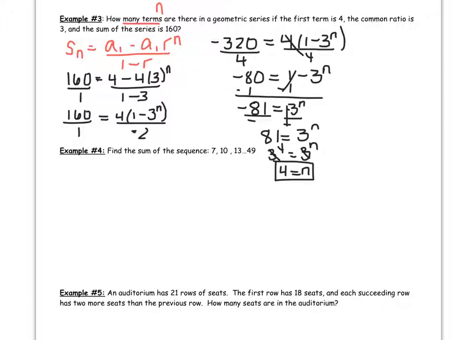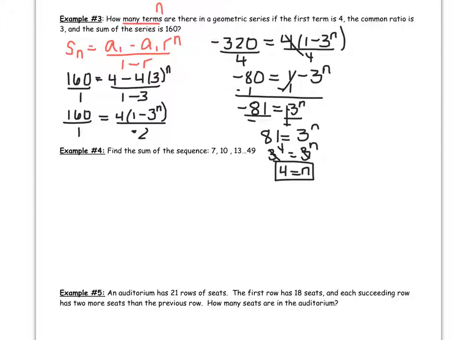Okay, now let's see if we can move on to example 4. Find the sum of this sequence. So it says 7, 10, 13, and you see these dots, all the way up to 49. So we're not really sure how many terms there are here. Now, you could count until you get up to 49 and then do it, but let's see if we can figure this out without it.